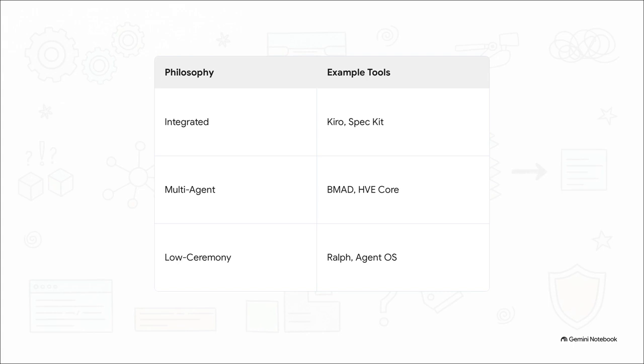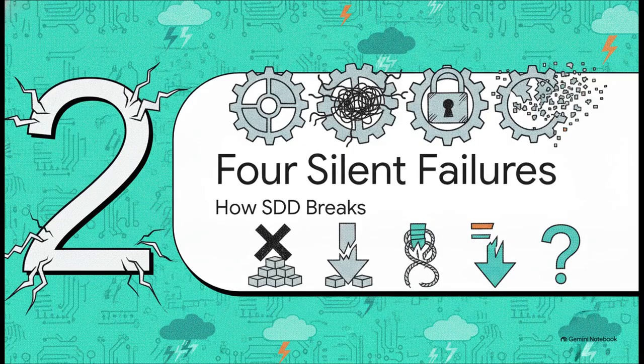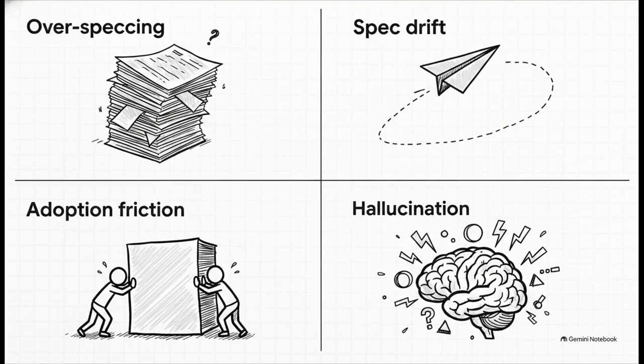But here's the thing. Regardless of the philosophy, they all share one core shape. Requirements, then design, then tasks, all sitting on a persistent layer of rules. Moving on to Section 2, 4 silent failure modes. Because even with the best tools, real-world teams consistently hit roadblocks.